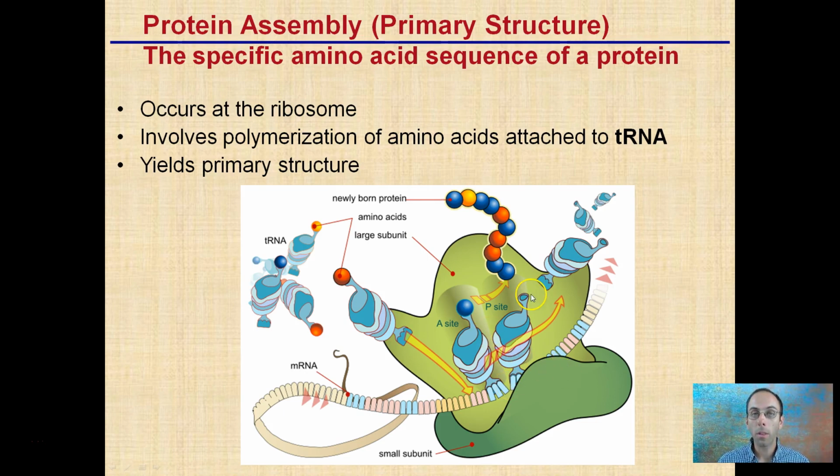We have our ribosome, and we are building our primary structure, which is our tRNAs bringing in the amino acid sequence, binding here, allowing us to follow the messenger RNA sequence for amino acids. This is yielding the primary structure. This is just the amino acids being linked together.